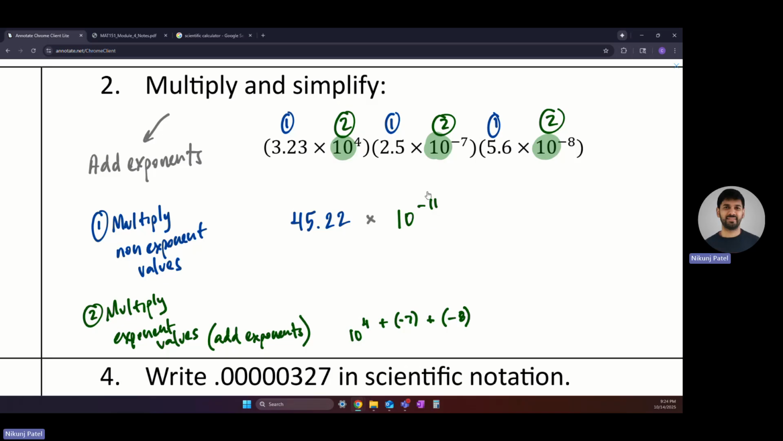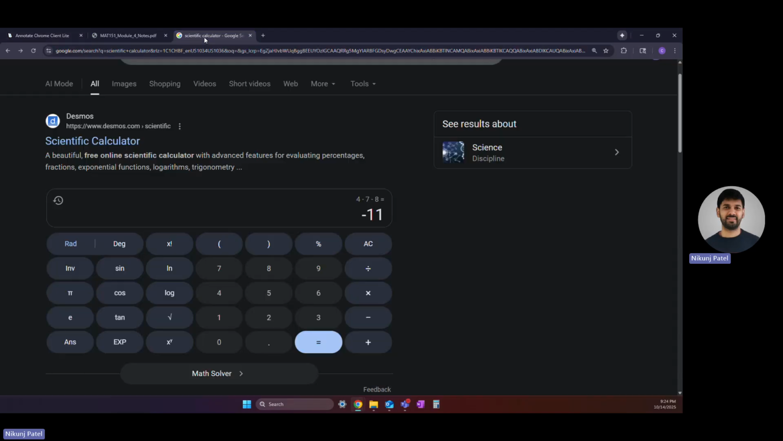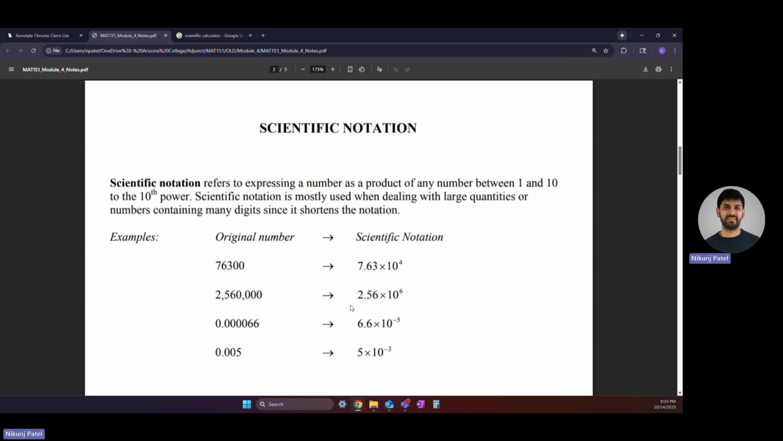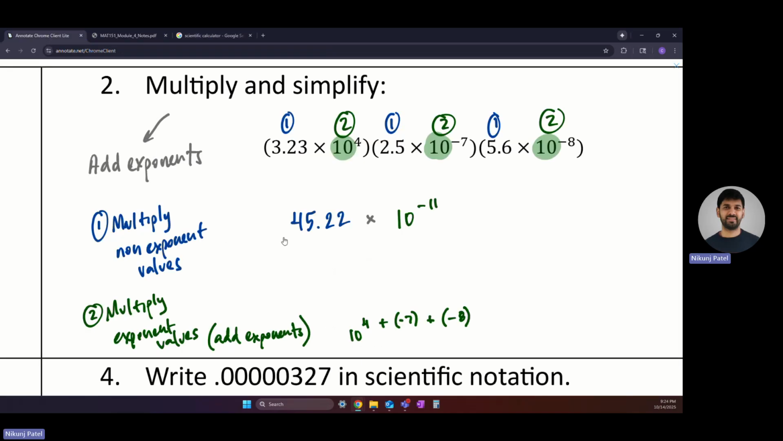And I'm still going to put multiplication in between because we still have these multiplication symbols here. So this is scientific notation. However, when we talked about scientific notation, there's a specific way to write this answer. And right now it looks like it's scientific notation, but back in module 4, we had talked about scientific notation is where that first number is always between 0 and 10. In this current example, it's a number larger than 10.